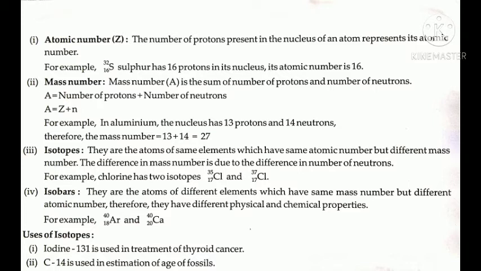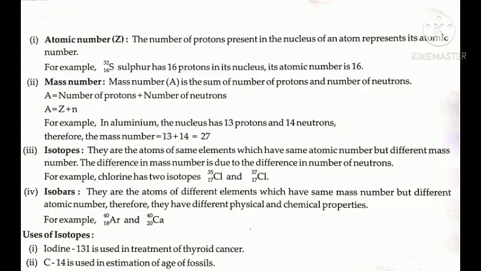Mass number. Mass number A is the sum of number of protons and number of neutrons. A is equal to number of protons plus number of neutrons. A is equal to Z, capital Z plus N. For example, in aluminium, the nucleus has 13 protons and 14 neutrons. Therefore, the mass number is equal to 13 plus 14 is equal to 27.